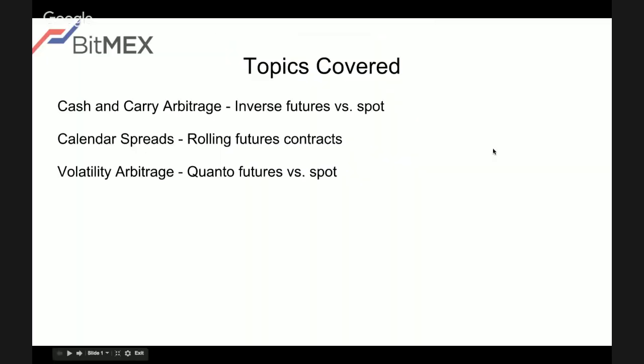So today in lesson 2, we are going to cover cash and carry arbitrage, which is using our inverse or XBU futures versus spot, calendar spreads, or the rolling of futures contracts between maturities, and very basic volatility arbitrage using our highly leveraged quanto speculative futures contracts.